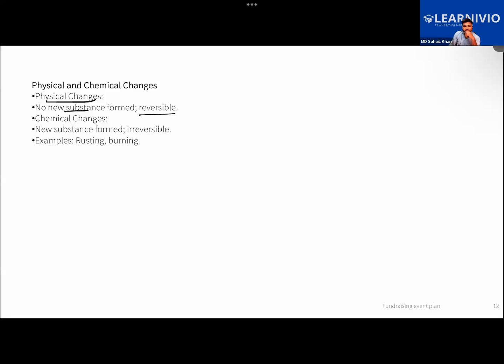Got it? Then we learned about chemical changes, in which new substances are formed because the chemical composition of the substance has changed. Suppose earlier it was a paper, after burning, it has turned into ashes. So ash has got a completely new property, new chemical composition. Getting it? Then we have the example of rusting of iron.